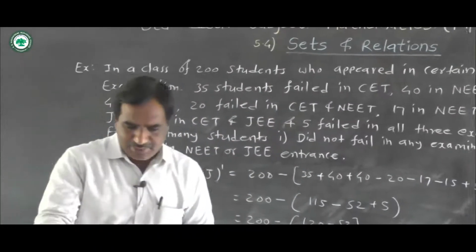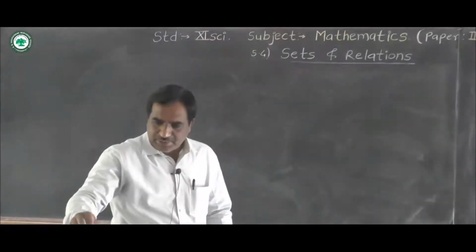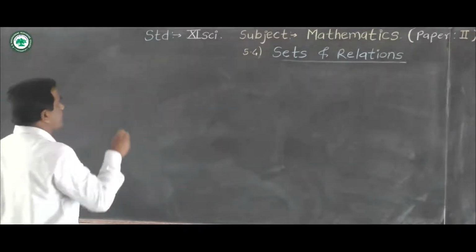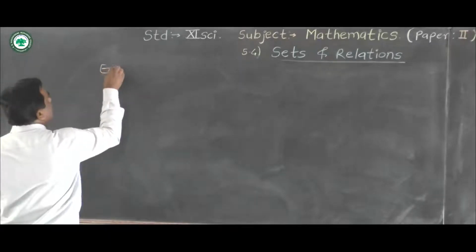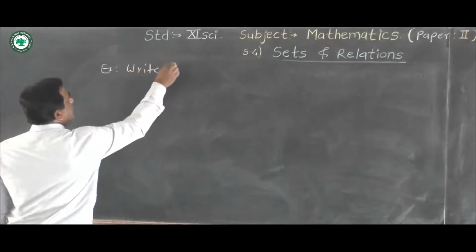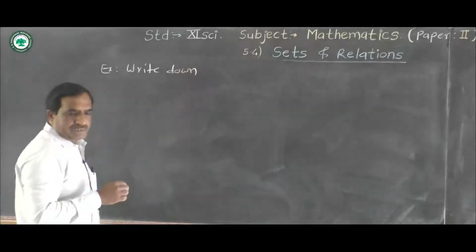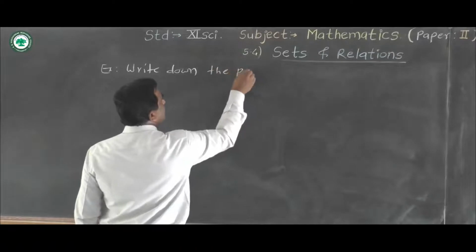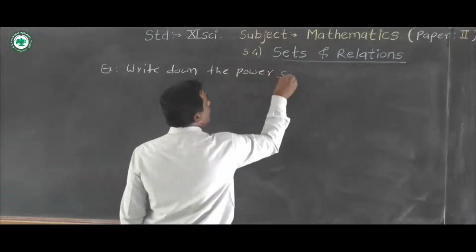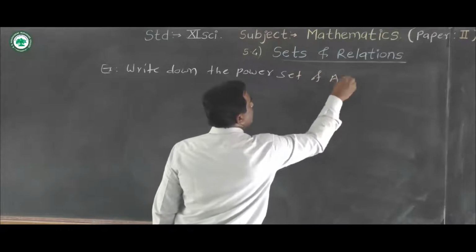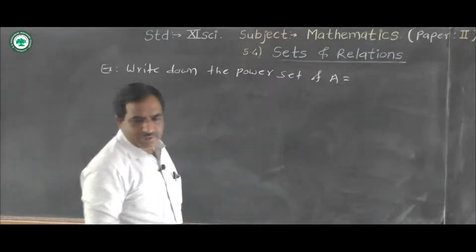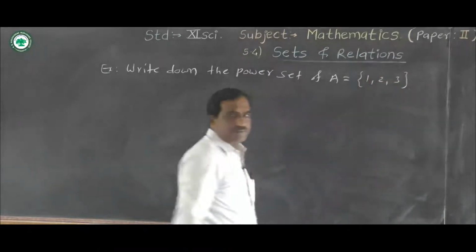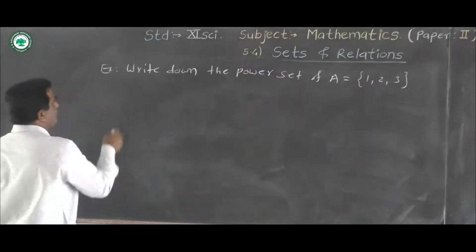Now we see the next example. The next example is: write down the power set of set A, where set A is equal to {1, 2, 3}. Now we see the answer for this example.